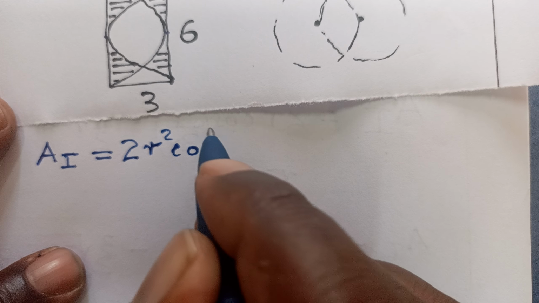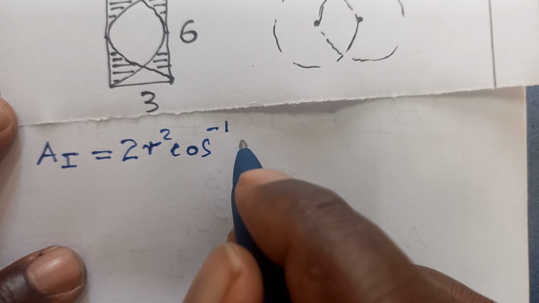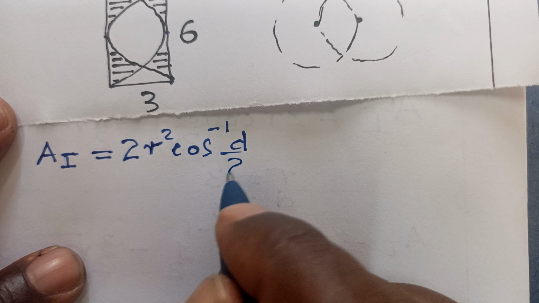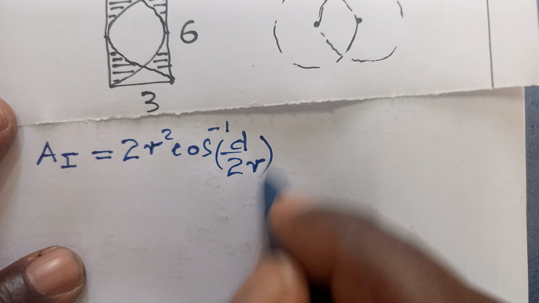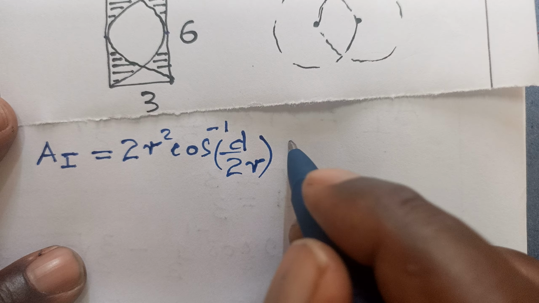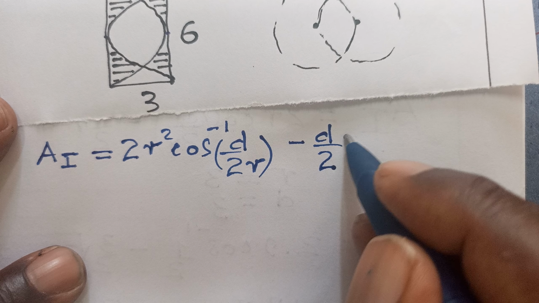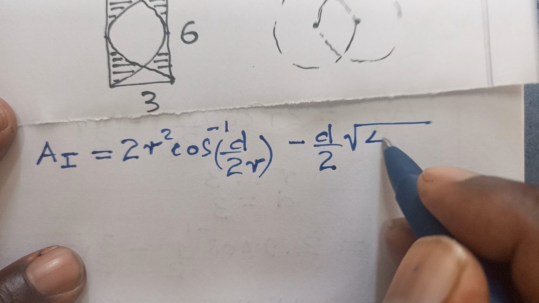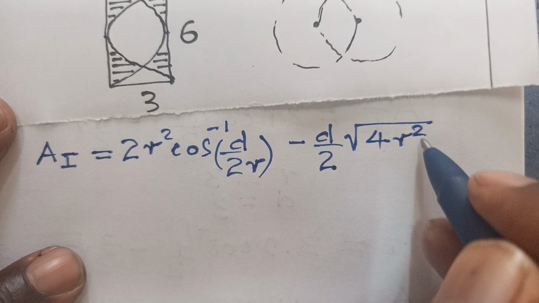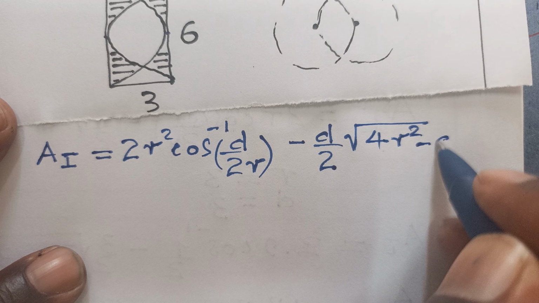cos inverse d over 2 over r minus d all over 2 square root of 4r squared minus d squared.